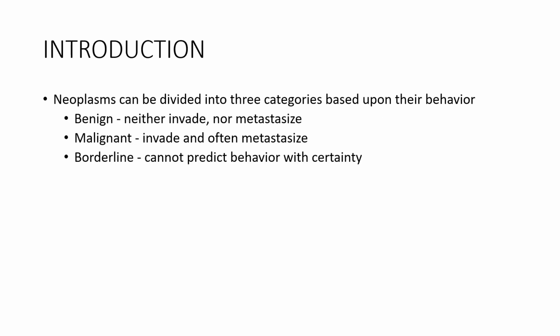Neoplasms can be divided into 3 categories based upon their behavior. A benign neoplasm does not invade or metastasize. A malignant neoplasm can invade and often metastasize to other parts of the body. A borderline neoplasm is a neoplasm that we cannot predict the behavior of with certainty.